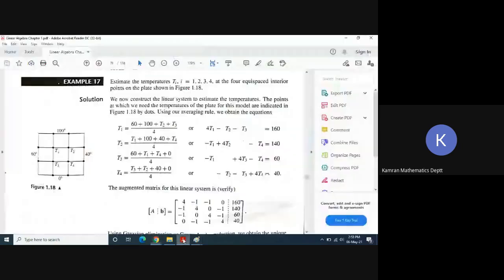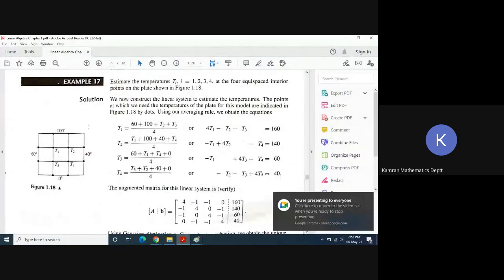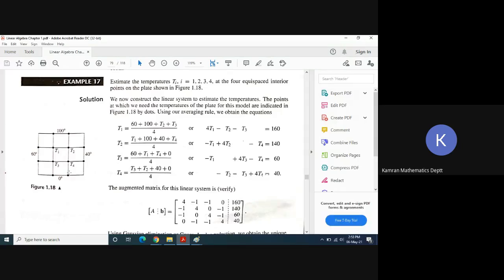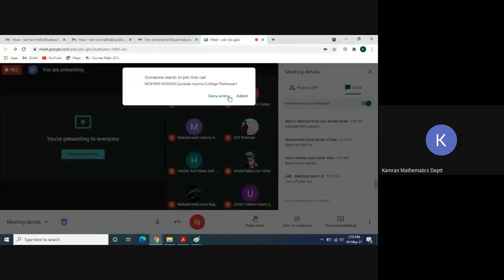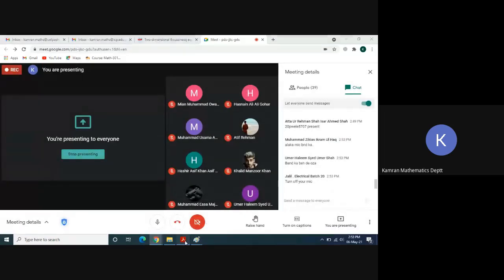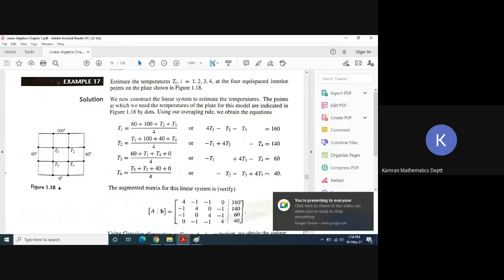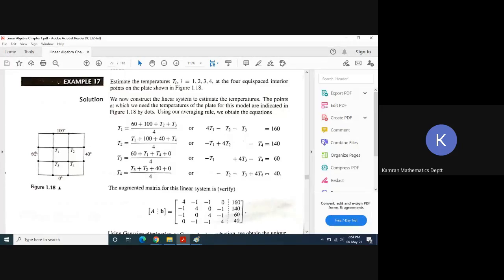See, this diagram shows the temperatures T1, T2, T3 and T4. We have to estimate these temperatures. In order to estimate the temperature T1, we have to take the average of the nearest temperatures: 60, 100, T2 and T3. Since these are 4 quantities, the average will be 60 plus 100 plus T2 plus T3 by 4. So the estimated value of T1 will be this, and you will get the first equation.